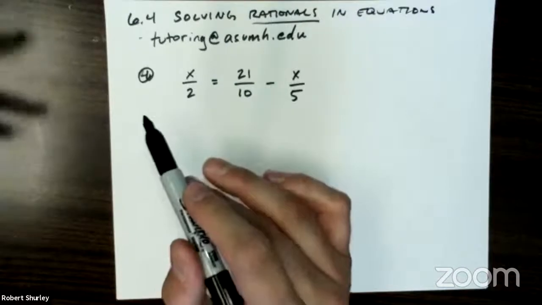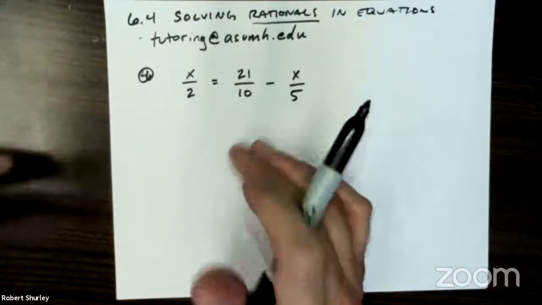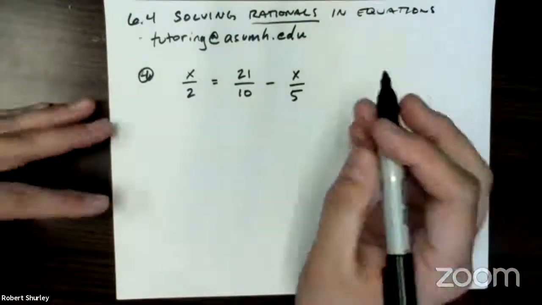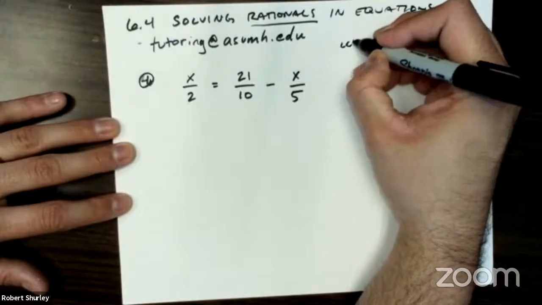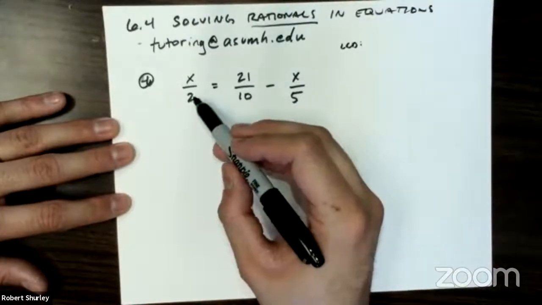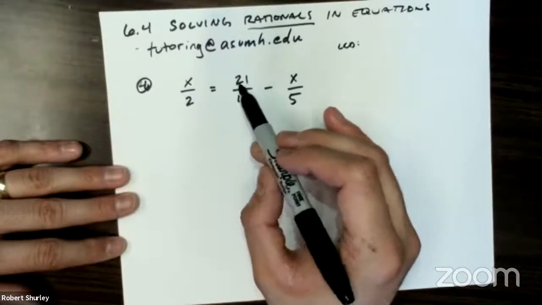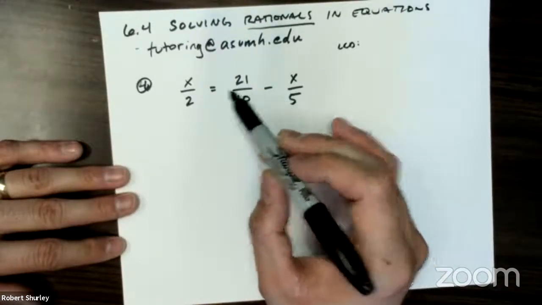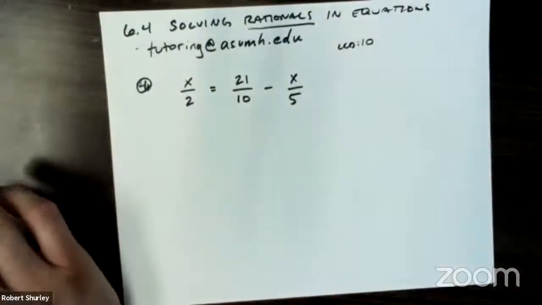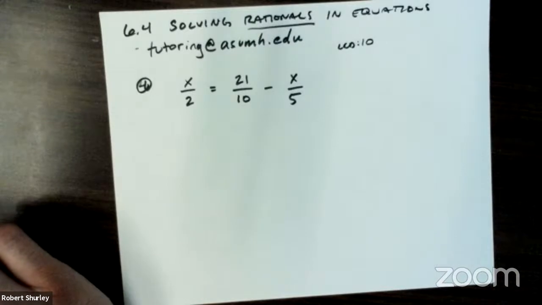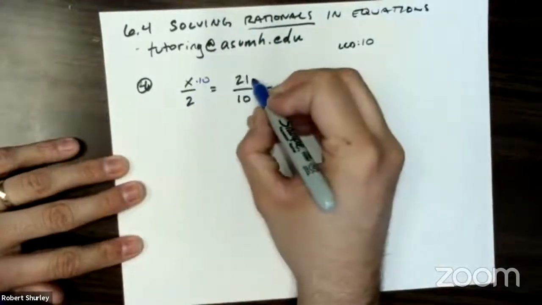Just like before in 6.3, we're going to look at each one of these denominators and find the LCD. The LCD for this one, we've got 10, 2, and 5. Well, 10 is divisible by 10. 5 goes into 10, and 2 also goes into 10. So our LCD for this example is going to be 10. So I'm going to multiply every single numerator by 10, just like we did with complex fractions.